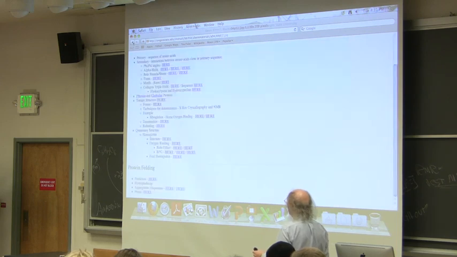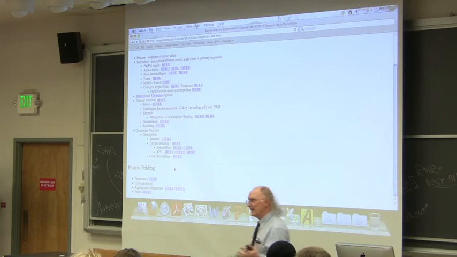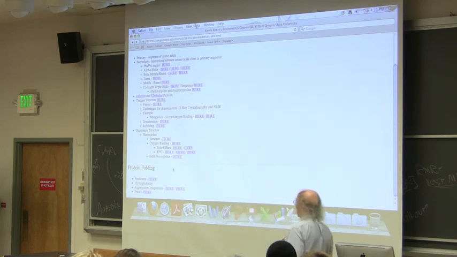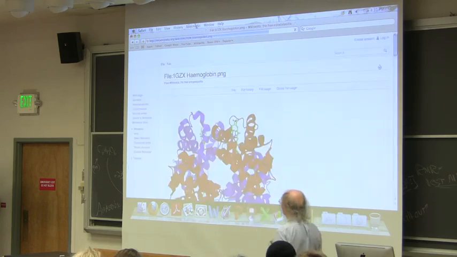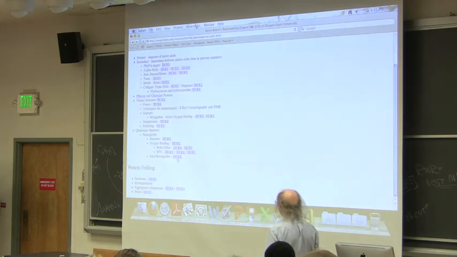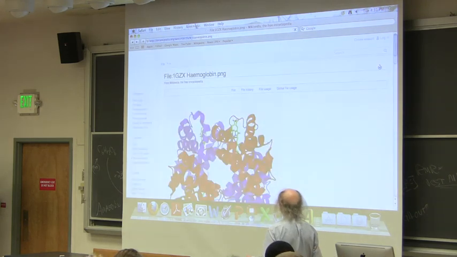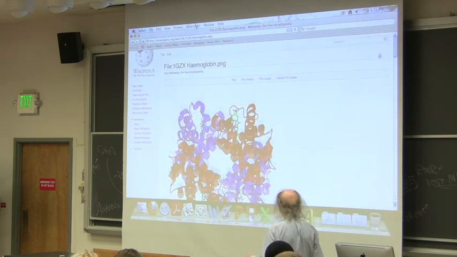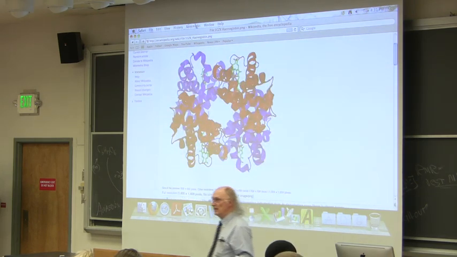Well, there's even more to hemoglobin's story. And the hemoglobin story gets even more interesting when we consider another molecule called 2,3-BPG. This once again shows the structure of hemoglobin.